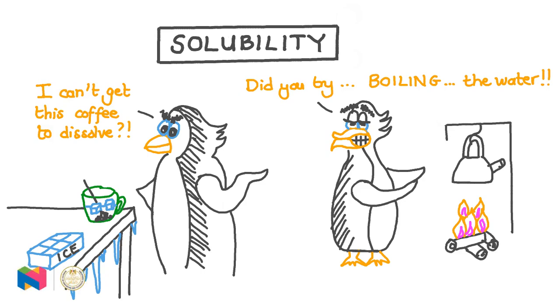In this video, we will define and learn to measure the solubility of a substance and how the solubility of a substance is affected by the solvent in which it is dissolved, the temperature, and the pH. Let's start by asking, what is solubility?